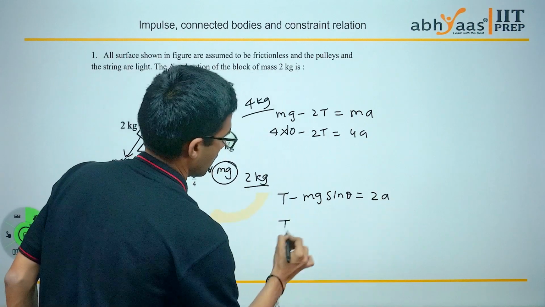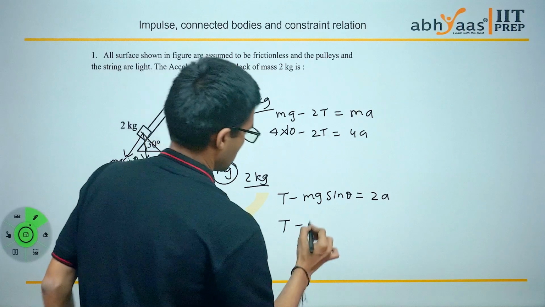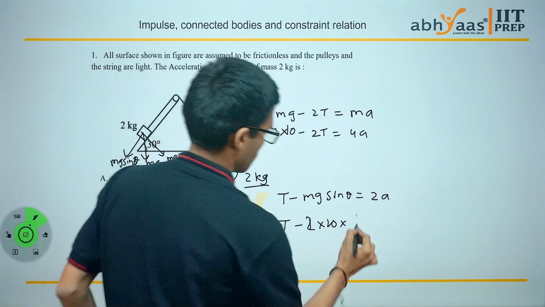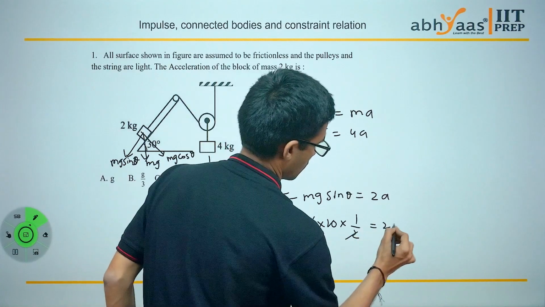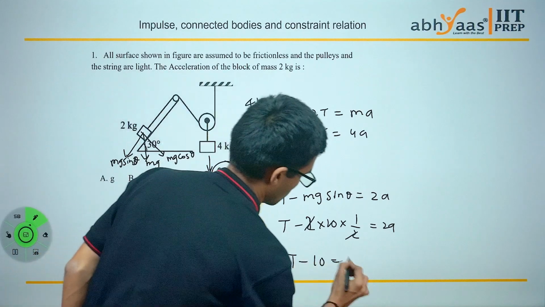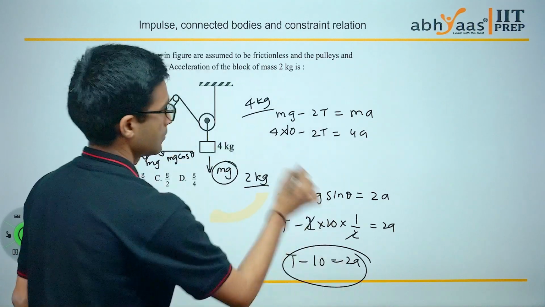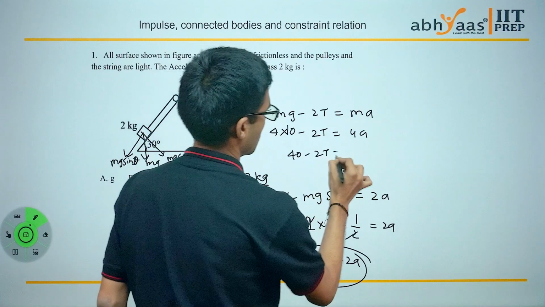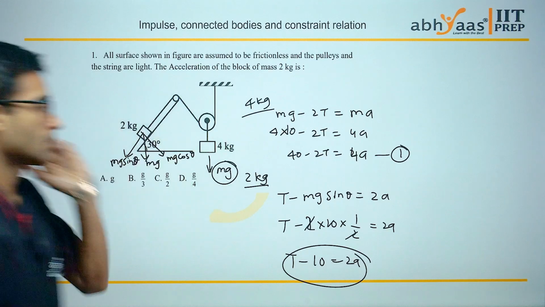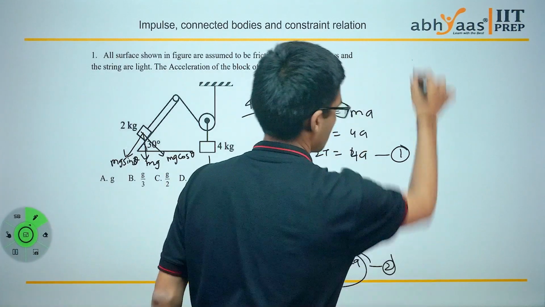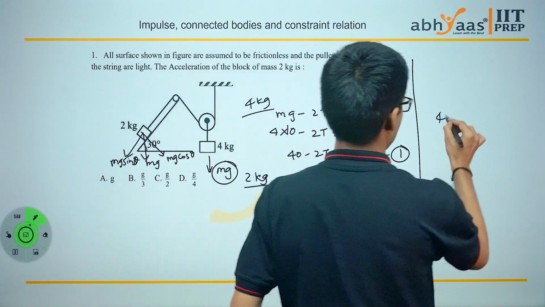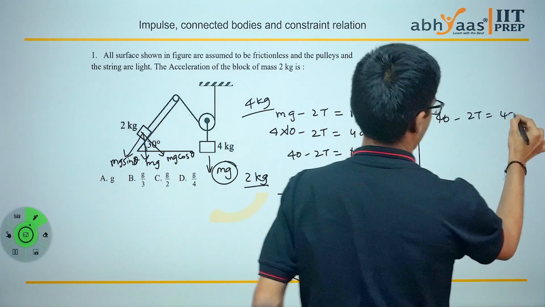T minus mg sin theta is equal to ma, that is 2a. T is there as it is. T minus mg sin theta, 2 into 10 into sin 30, that is 1 by 2 cancelled, is equal to 2a. The acceleration you need to find, that is T minus 10 equal to 2a. So this is one equation, and this is 40 minus 2T equal to 4a, another equation. You need to calculate the acceleration. How will you calculate? Take the two equations and multiply this one by 2. What will you get? 40 minus 2T equal to 4a.